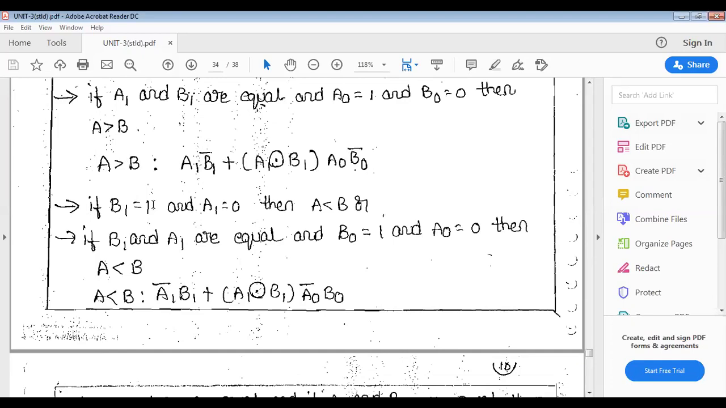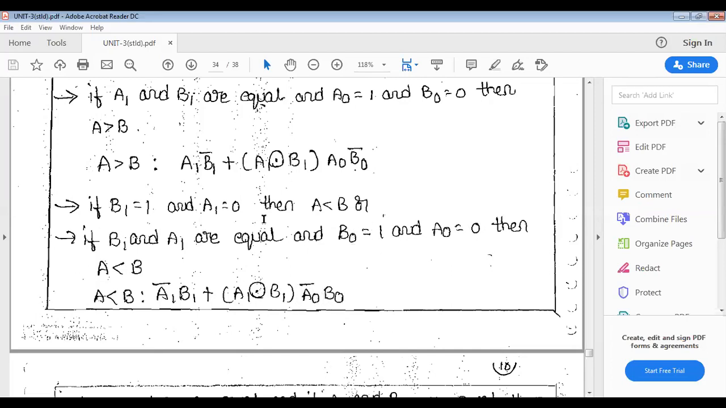See here, if B1 is 1 and A1 is 0, then it is A less than B. The OR means a plus. If B1 and A1 are equal, meaning A1 exclusive NOR B1, and we are using the AND here, which means product, then B0 is equal to 1 and A0 is equal to 0. A0 is 0 means A0 bar, B0 is equal to 1 means B0.